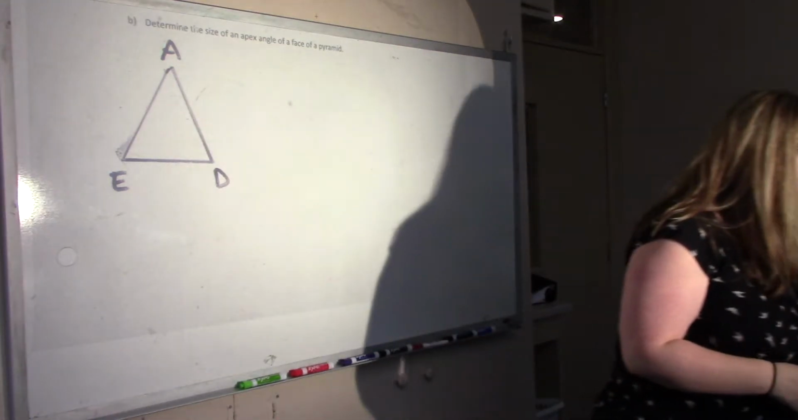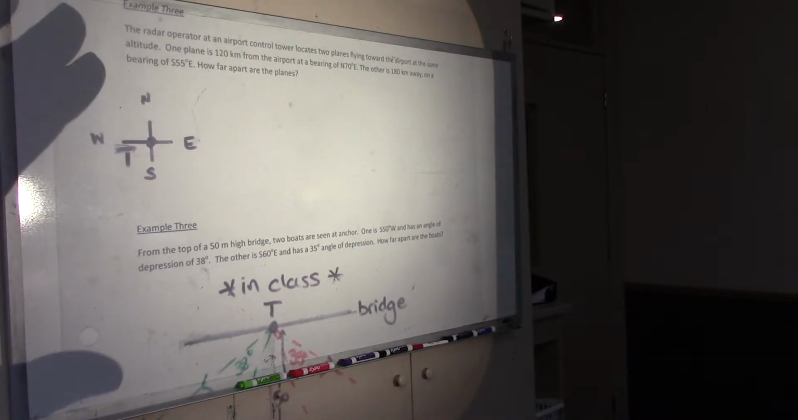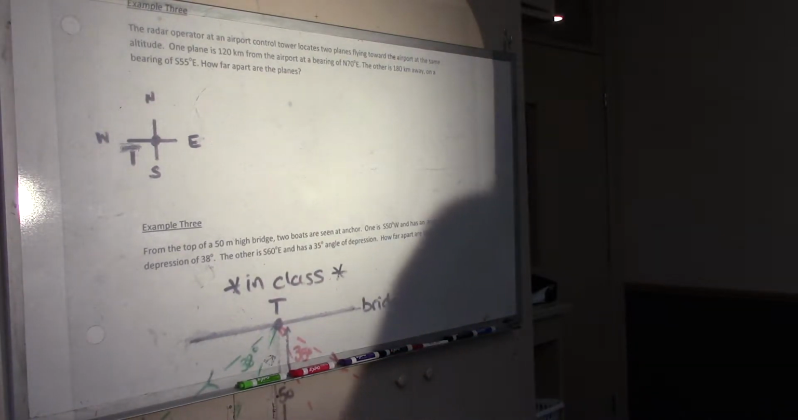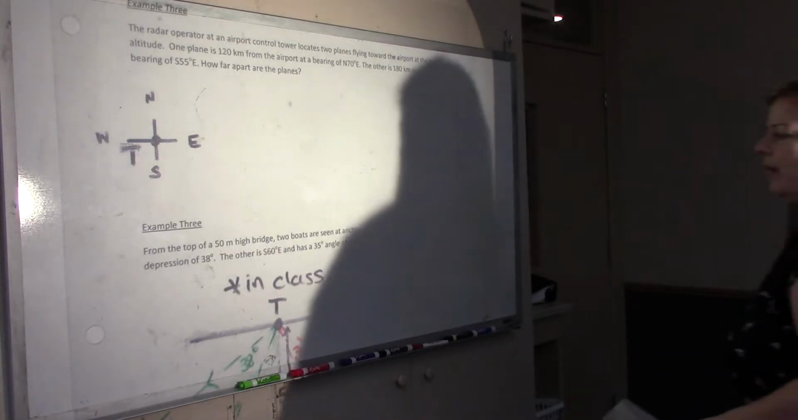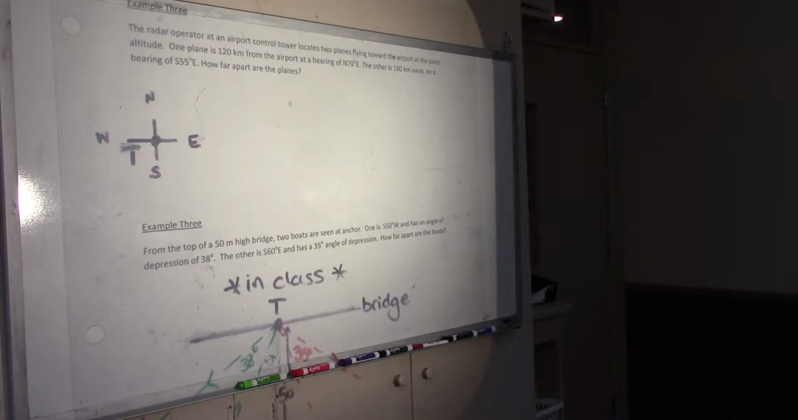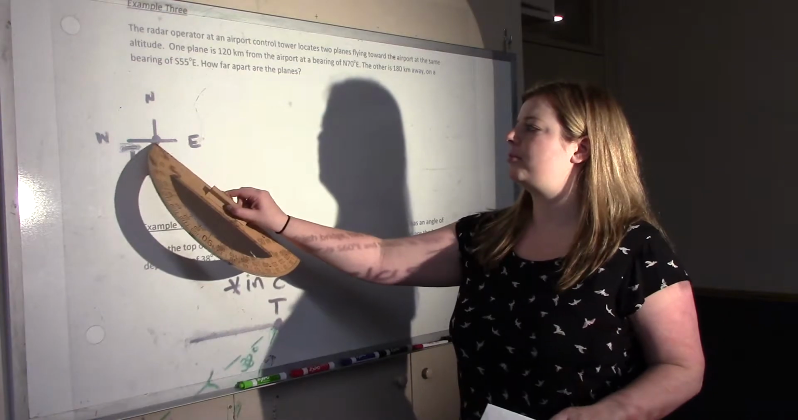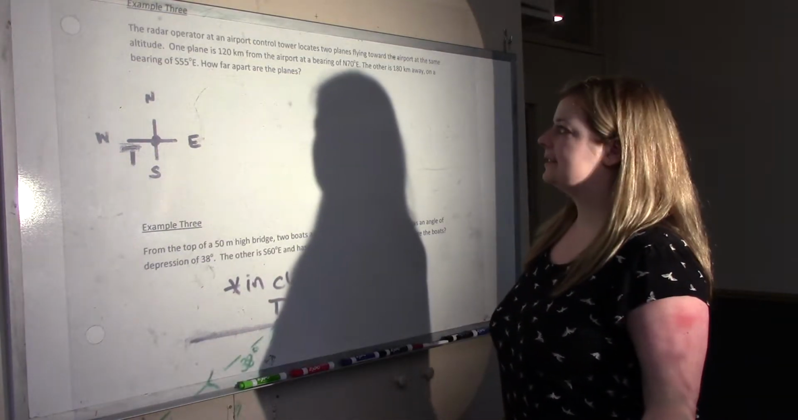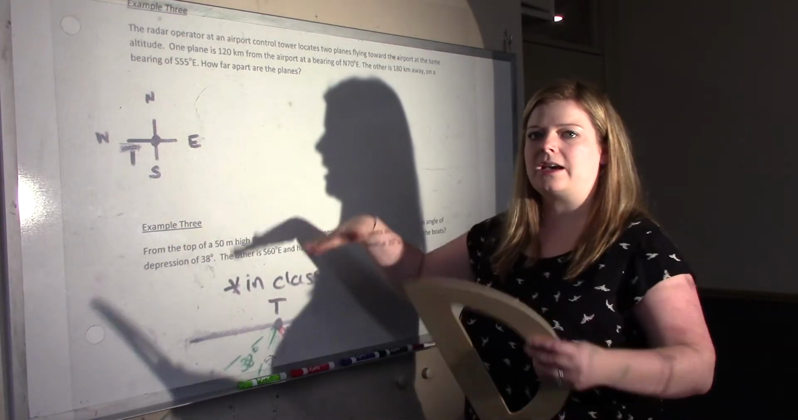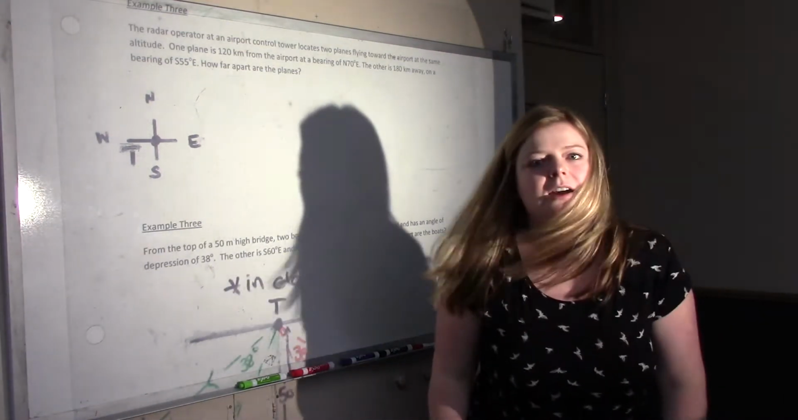All right. Now we get an example where it's asking you to use bearings. So you have to know your directions in order to solve this problem. The radar operator at an airport locates two planes flying towards the airport. So here's the airport here. They're at the same altitude, so don't picture them up and down from each other. We're able to just use a two-dimensional triangle.